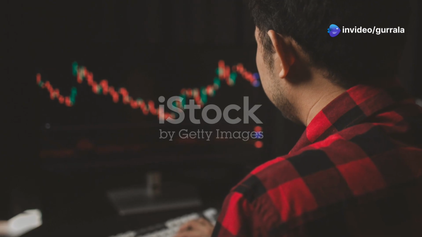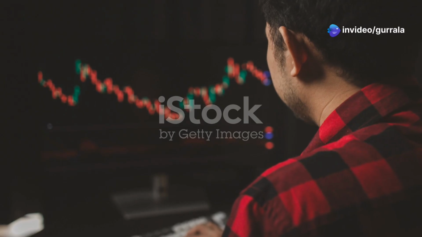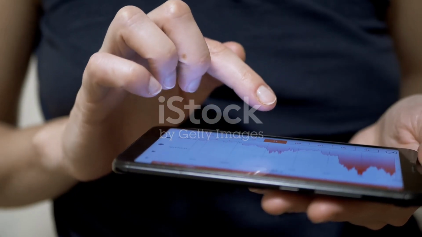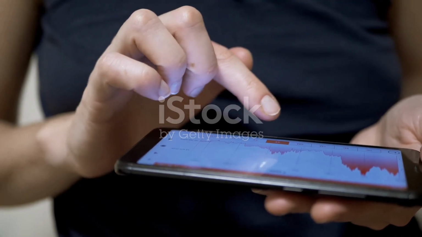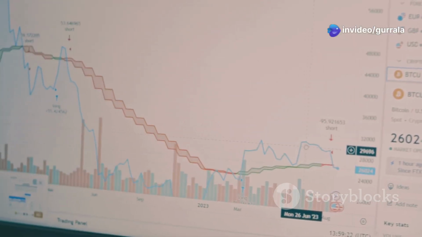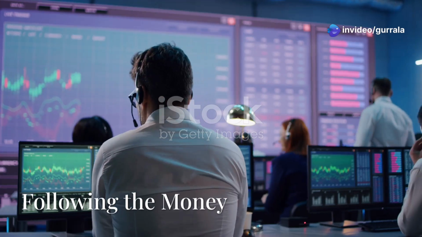Now, OBV isn't perfect. It can sometimes give false signals, especially in choppy markets. That's why it's important to use it in conjunction with other indicators and your own analysis. But when used correctly, OBV can be an incredibly valuable tool in your trading arsenal.